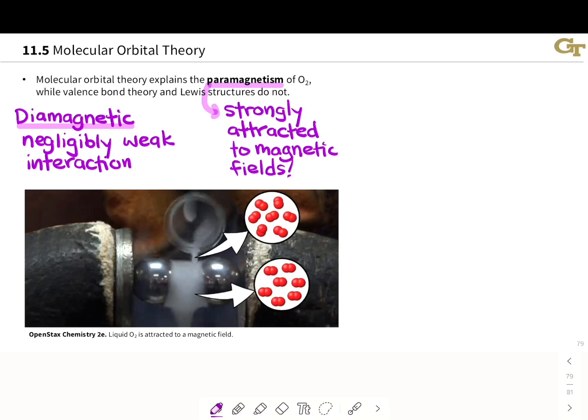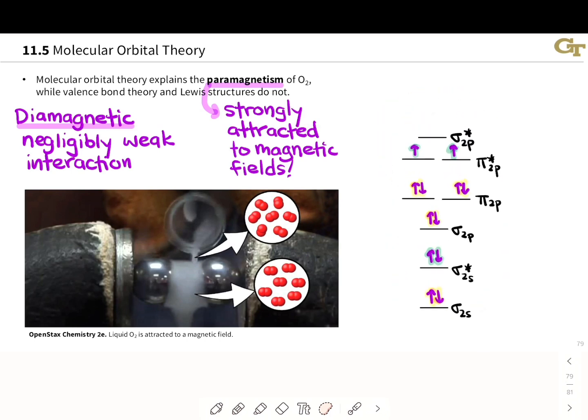Now, what is it about O2 that makes it paramagnetic? Well, it's the unpaired electrons, and that's why I like the "para" in paramagnetic. You have to kind of add the "but": unpaired electrons are associated with paramagnetism, and we can see those unpaired electrons directly in the molecular orbital energy diagram for O2. So here it is. I won't go through it again.